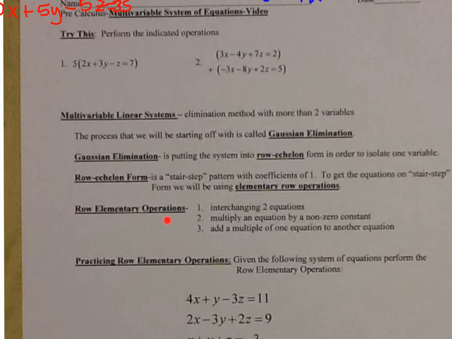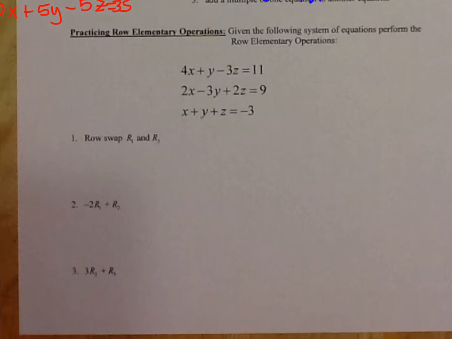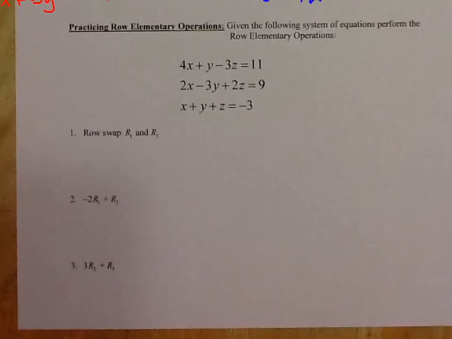Elementary row operations are interchanging 2 equations. You can multiply an equation by a non-zero constant, and you can add a multiple of one equation to another equation. Okay, so all we're going to work on tonight is just doing some row operations. Then tomorrow we'll actually start solving a multi-system of equations using Gaussian elimination.